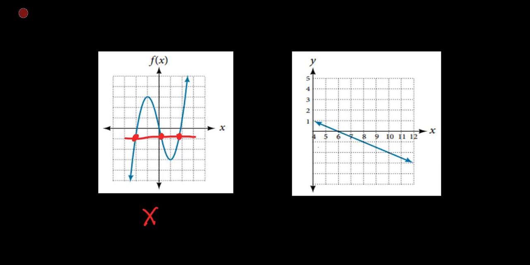Let's also test for the second graph. We have the horizontal line drawn and it cut through this graph at just one point over here, which means this graph or function is a one-to-one function. I hope this makes some sense.